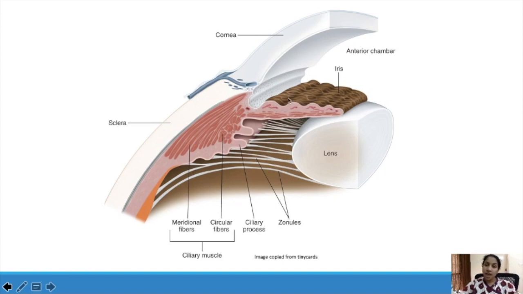So this is the iris. This is the angle of the anterior chamber. This is the cornea. This is the sclera, and this is the ciliary body, and this is the pars plicata, and this is the pars plana. In the pars plicata are present the ciliary processes.